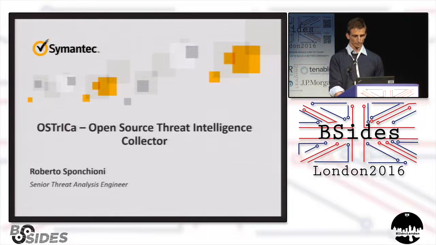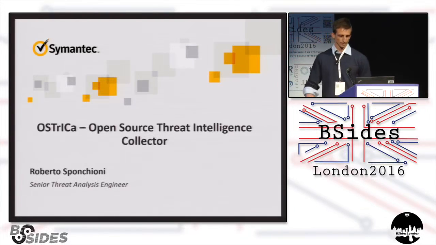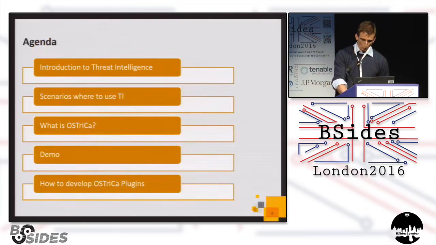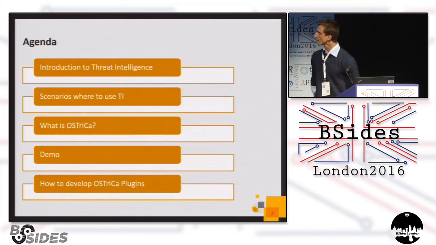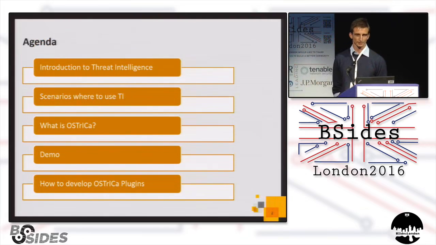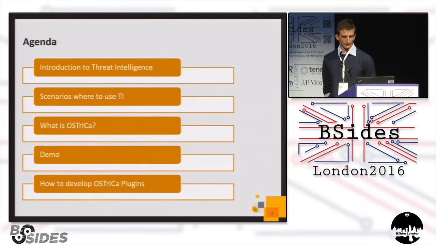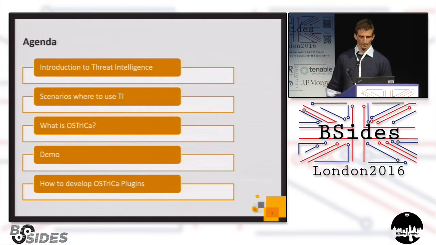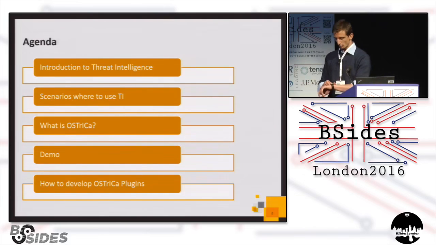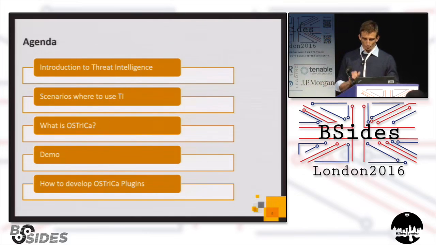Today I'm going to talk about OSTrICa, which is an open source threat intelligence collector. So, that's the agenda. I'm going to do a very quick introduction to threat intelligence. I'm going to show you a few scenarios where threat intelligence can be used. I'm going to explain what OSTrICa is. I'm going to show you a demo. Hopefully it's going to work. And I'm going to show you how to develop OSTrICa plugins.